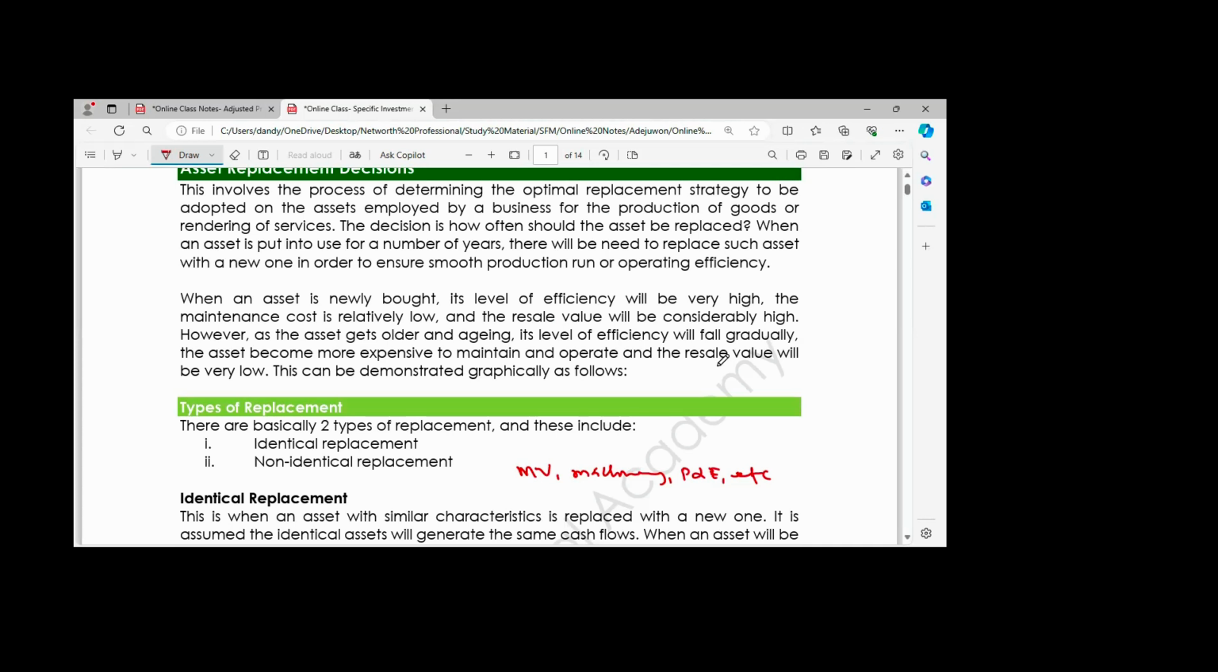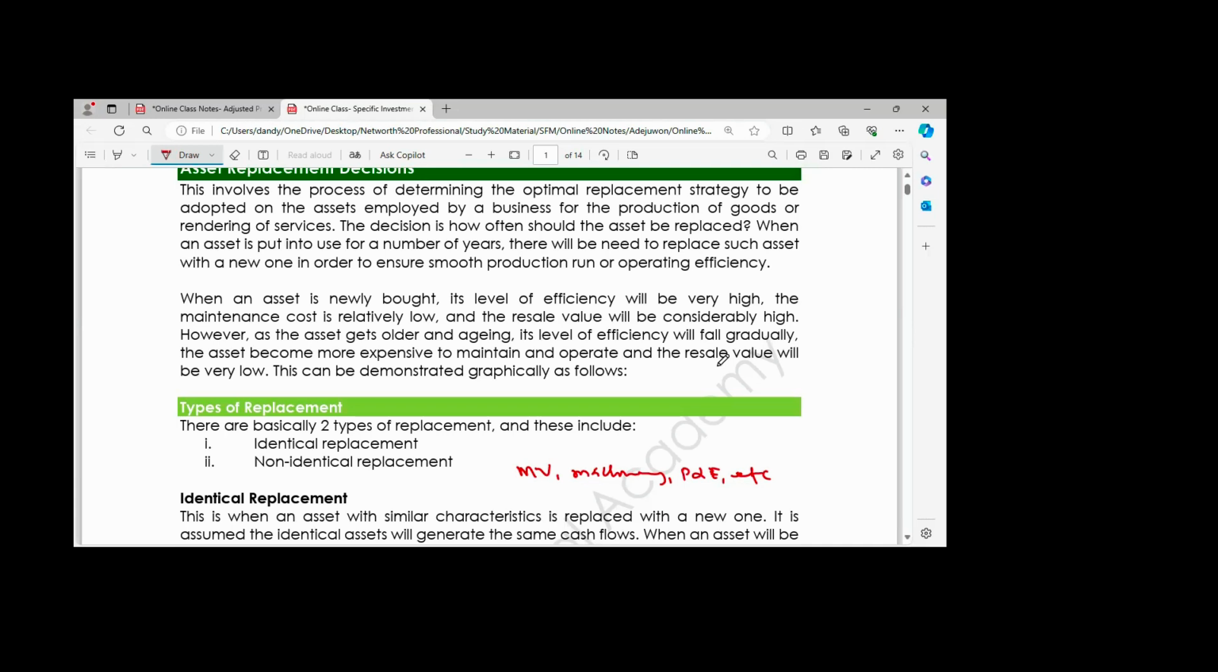The decision is how often should the asset be replaced. This is because when an asset is being put to use for a specific period of time, the asset will need to be replaced when it becomes old. This is because when an asset is newly bought, the operating efficiency and the received value of the asset will be considerably high, while the maintenance cost will be relatively low. However, as replacement is deferred into the future, the asset will become problematic to maintain. The received value and the operating efficiency will drop significantly as a result of regular usage of the assets.